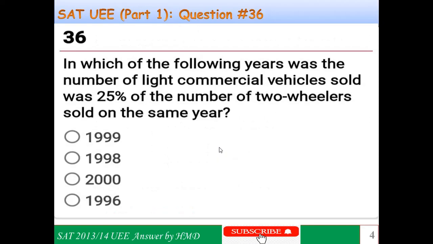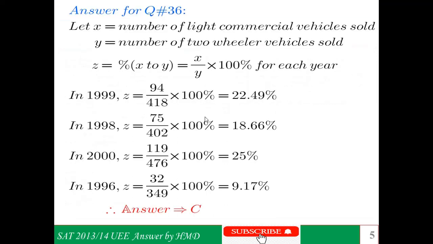So our question says, in which of the following years was the number of light commercial vehicles sold 25% of the number of two-wheelers sold in the same year, right? So the answer is in 2000. That is C. Have you got the answer? I hope you have done it perfectly.